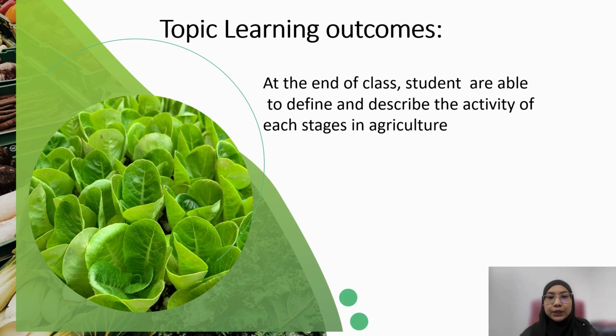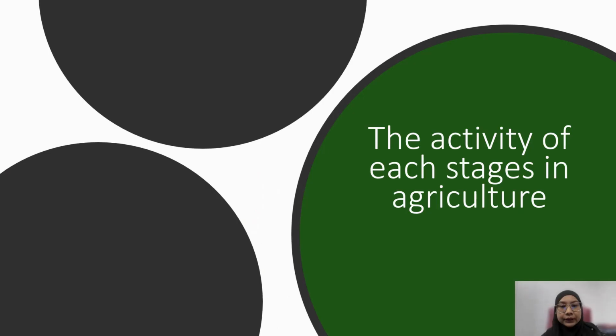So, the topic learning outcomes. At the end of the class, students are able to define and describe the activity of each stage in agriculture. The activities of each stage are different, from the Paleolithic to the Mesolithic and then the Neolithic. They have different stages of activity.